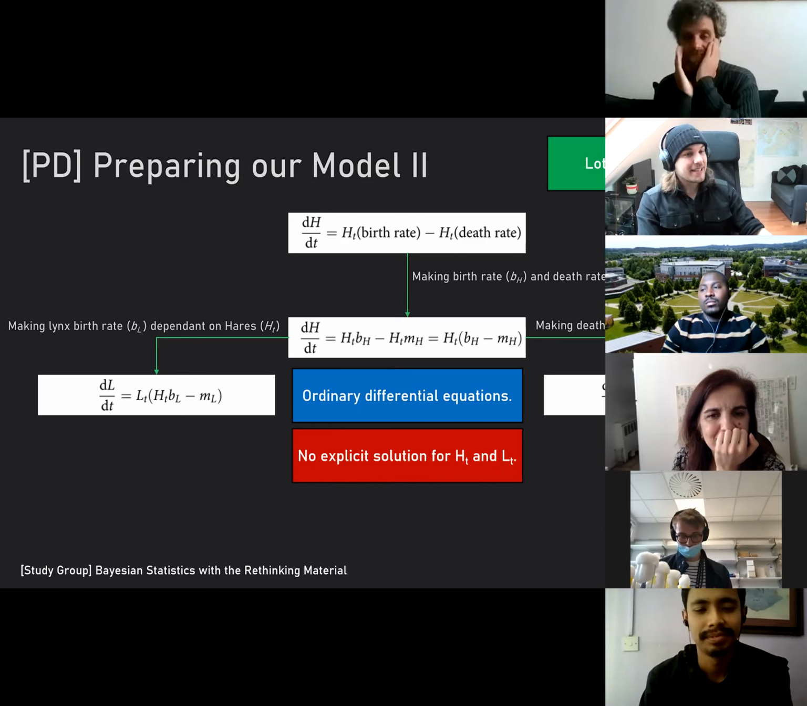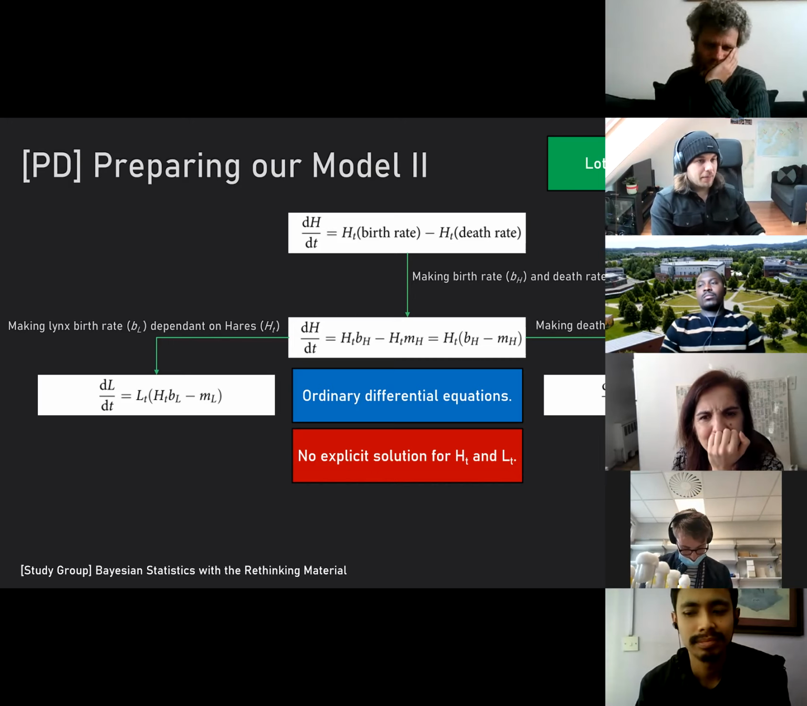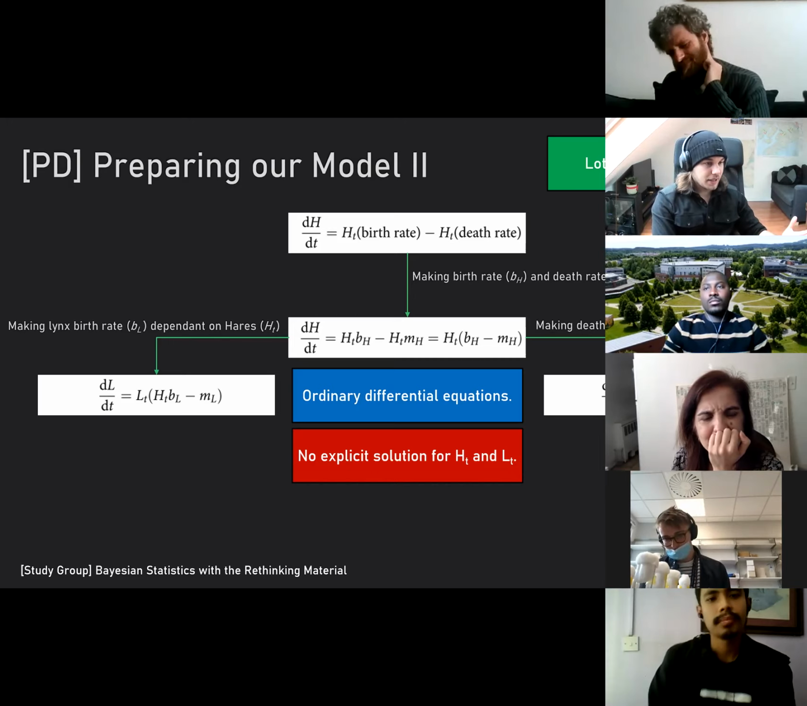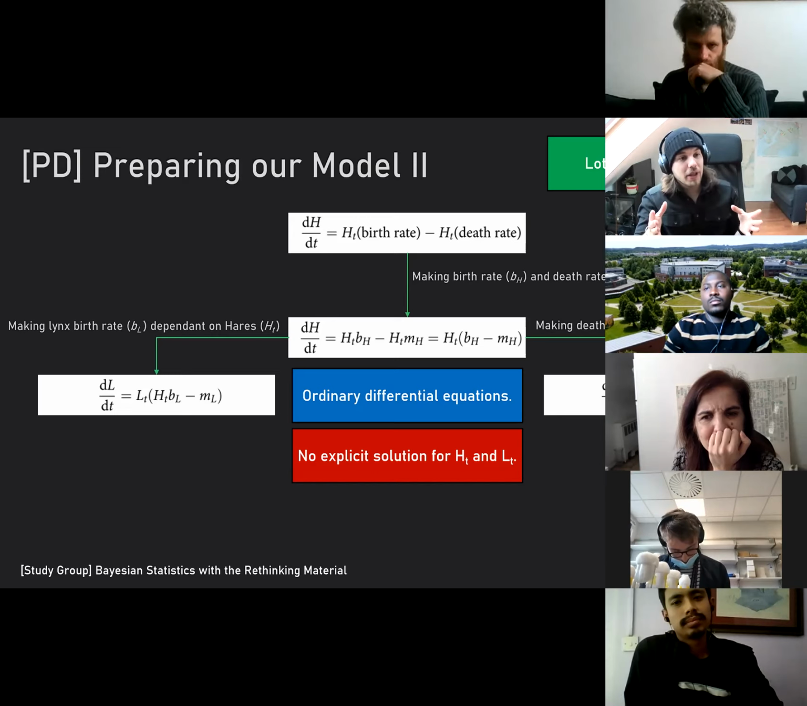Problem with this is that, given that these are differential equations, we don't have explicit solutions for the hare population at time t and the lynx population at time t, because we always need some initial population from which to start solving our equations.